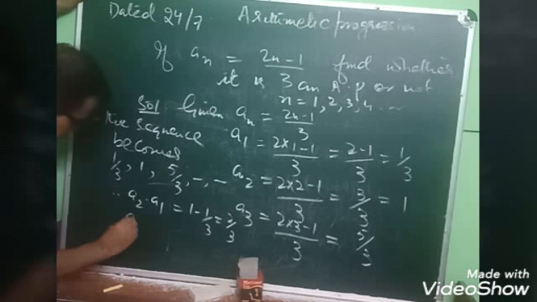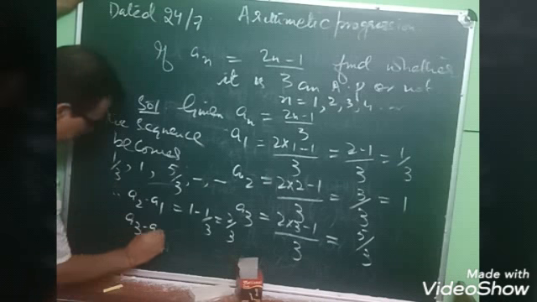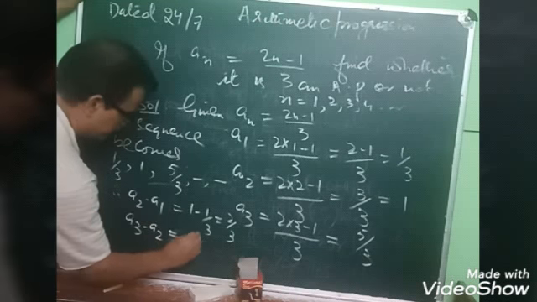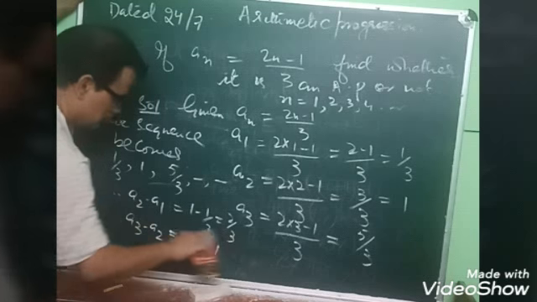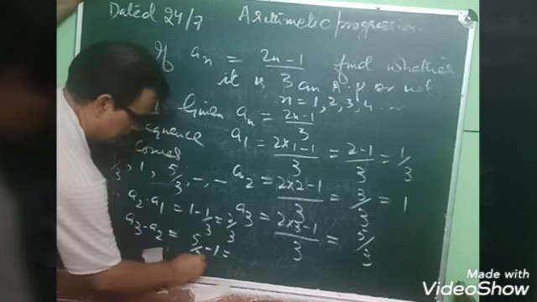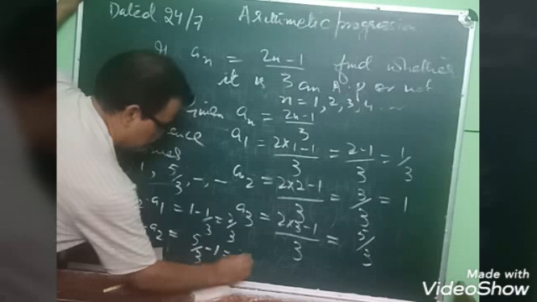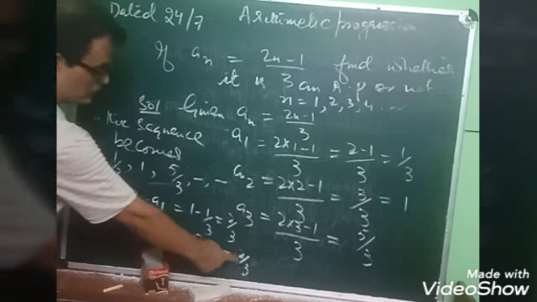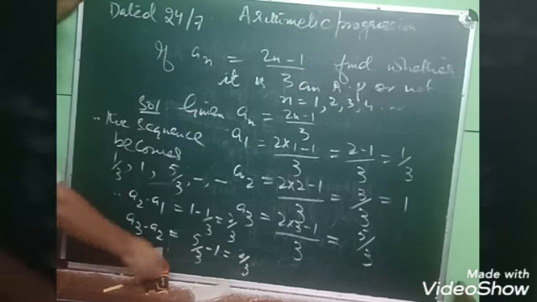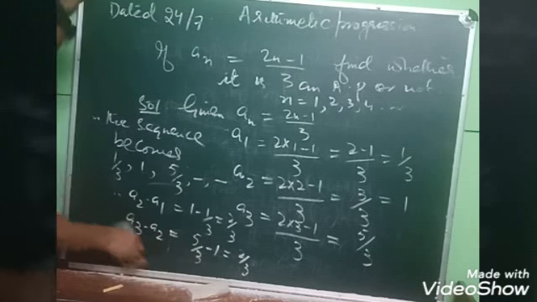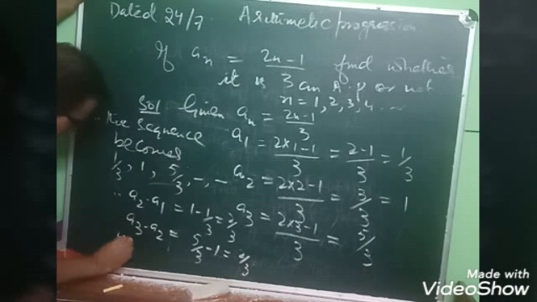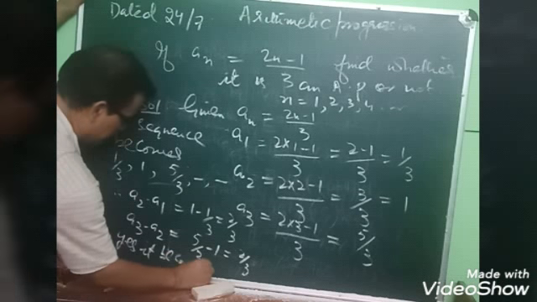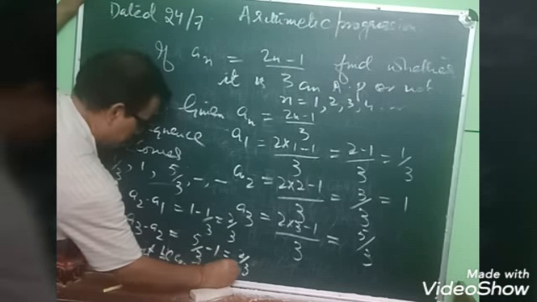Also A3 minus A2 is equal to 5 upon 3 minus 1, that is also 3 ones are 3, 5 minus 3 is 2 upon 3. So the common difference becomes the same. Here also 2 by 3, here also 2 by 3. Yes, it is an AP.